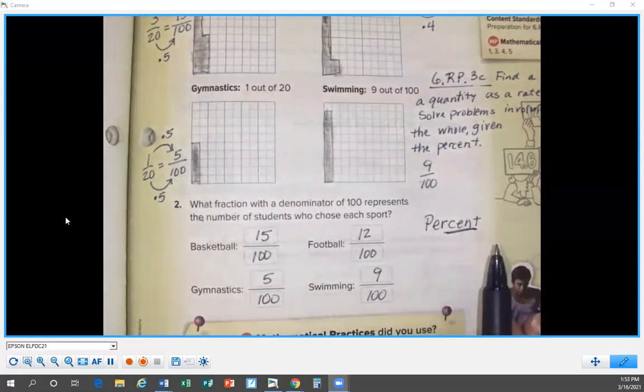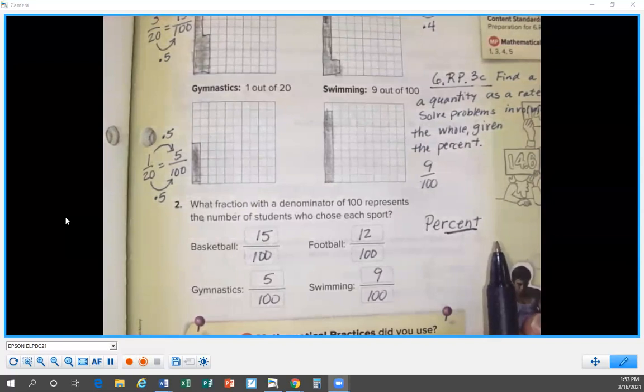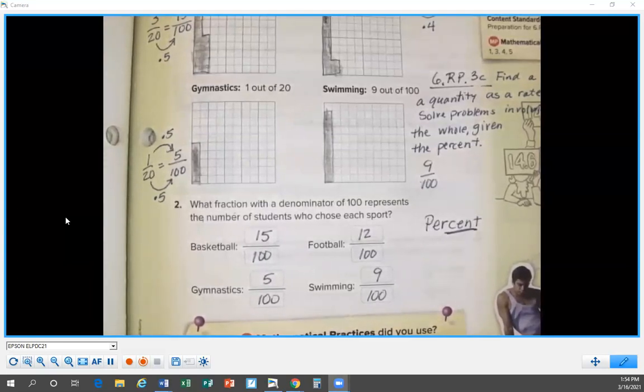But when we say percent, that's a little bit more specific. So cent, we know that means 100. If you think about cent, how many cents are in a dollar? 100. How many centimeters are in a meter? 100. How many years are in a century? 100. So cent means 100, or centi can mean 100.